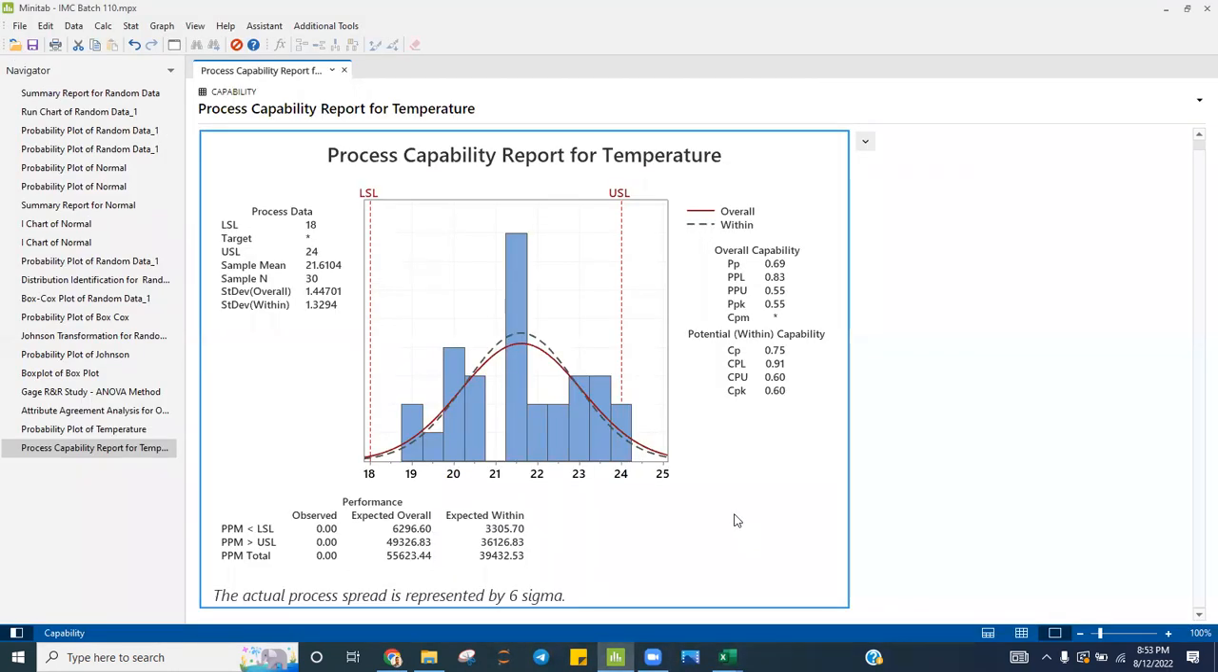This potential within capability CP is 0.75. I'm asking about what is this? No, don't look at the potential within. Potential within, you look at the overall as of now. Okay, understood. That is what we are calculating.